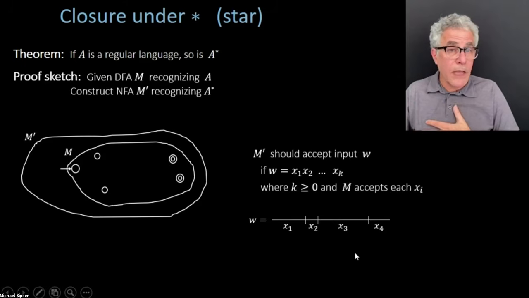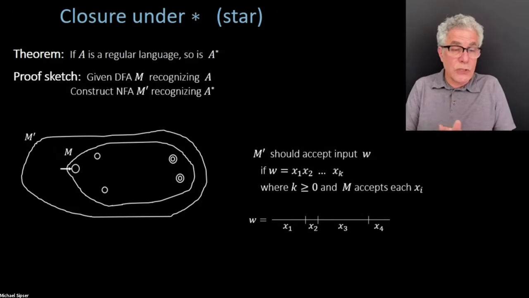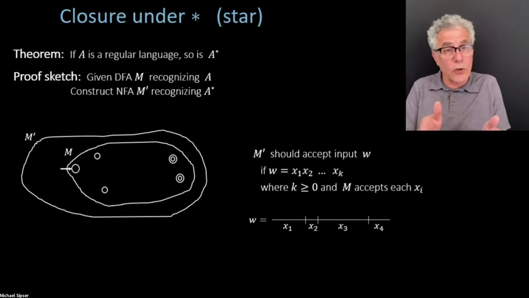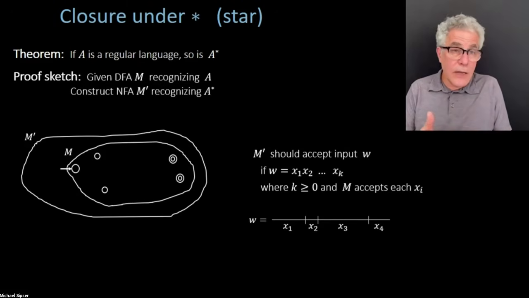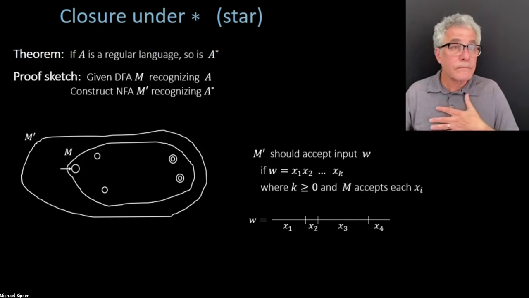And so by doing that, you're going to be cutting W up into different segments, each of which is accepted by M. Of course, it's never totally clear whether, for any given segment, you should cut it there, or you should wait a little longer and find a later place to cut. But that's exactly the same problem that we had before with concatenation. And we solved it using nondeterminism, and we're going to solve it again using nondeterminism.